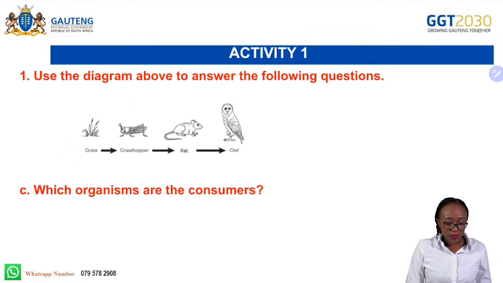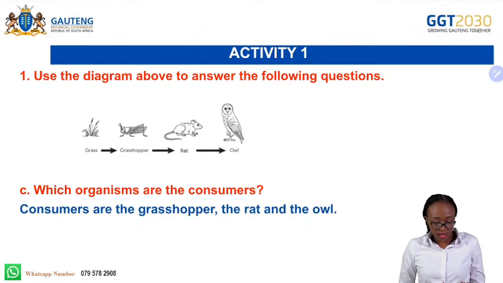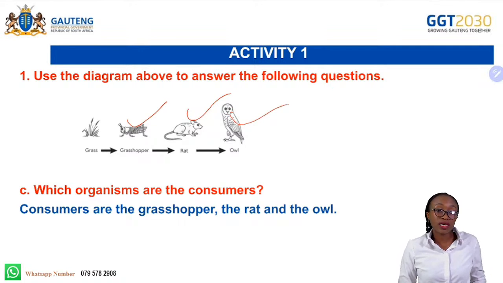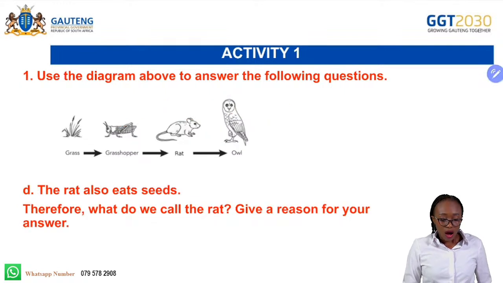Now, next, B, which organisms are the consumers? What is a consumer? A consumer is an organism that cannot make its own food. It cannot photosynthesize. So from these four organisms, which ones are most likely to be the consumers? These are the grasshopper, the rat, and the owl. These three are not capable of photosynthesizing or making their own food.